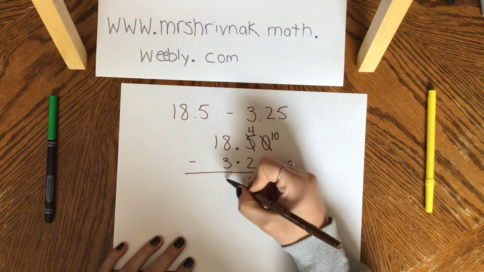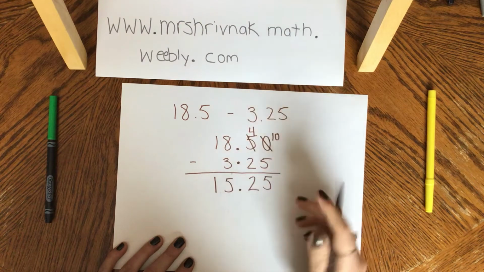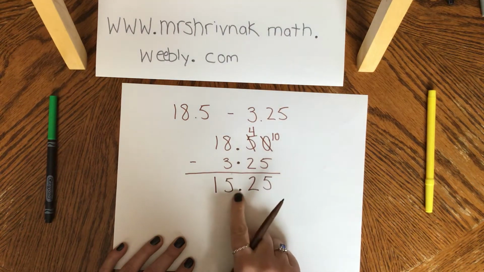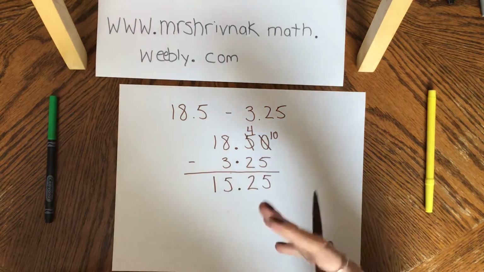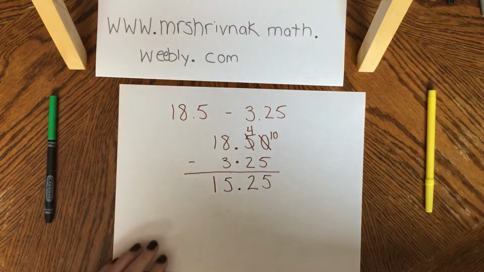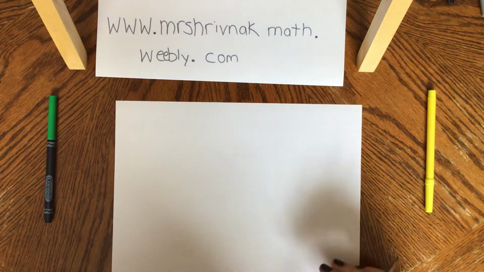8 take away 3 is 5. And I have 1 take away nothing is 1. So I have 15 and 25/100. I have a video about naming decimals also, so if you want, check that one out. Now we'll talk about multiplication and division.